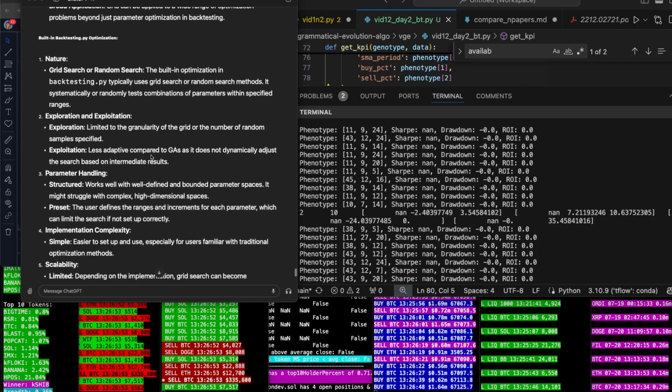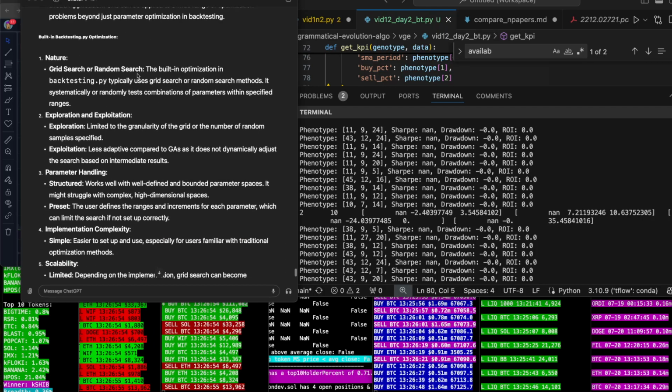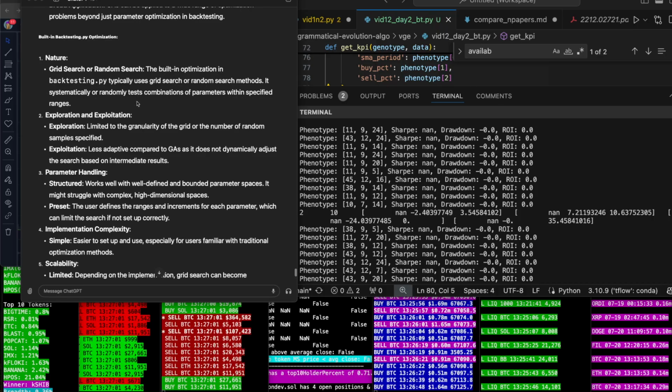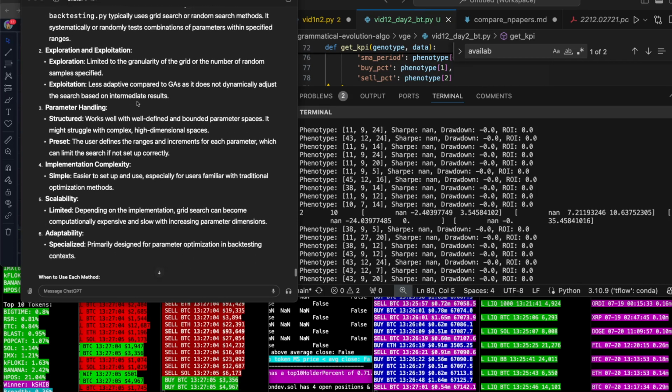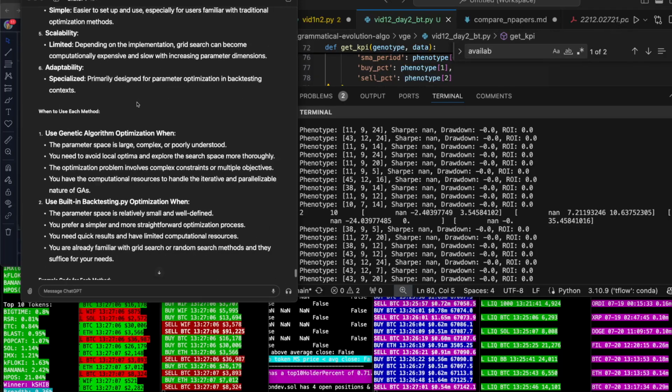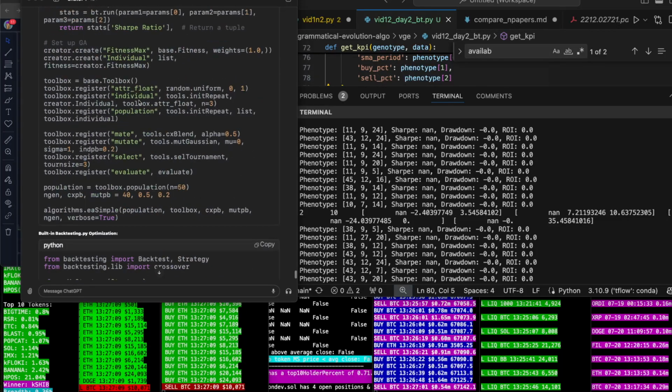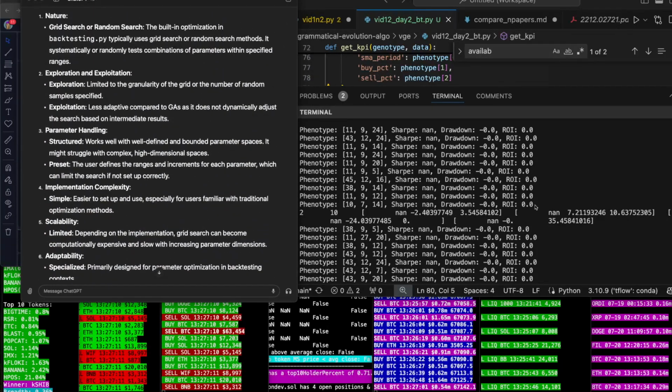Built-in backtesting.py: the nature is grid search or random search. Okay. The built-in is using grid search or random search methods. It systematically or randomly tests combinations of parameters within specified ranges. Okay. So I see the difference of the grid search versus a GA, genetic algorithm. Okay, sick.